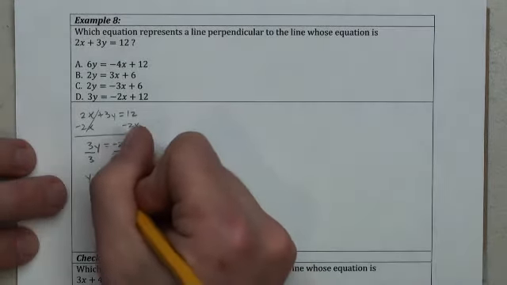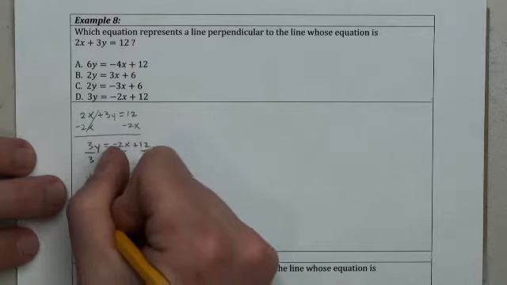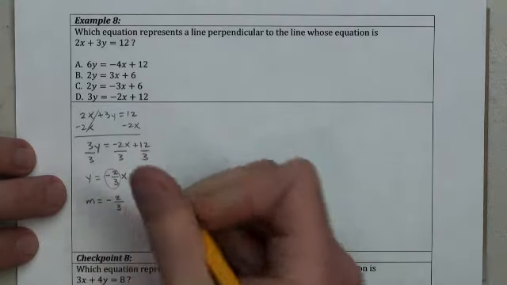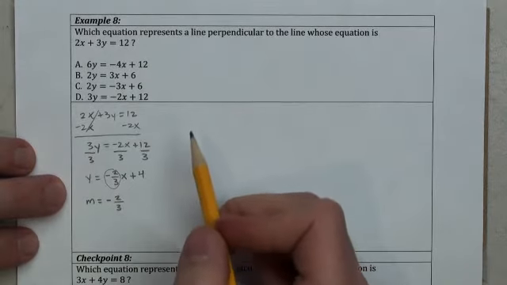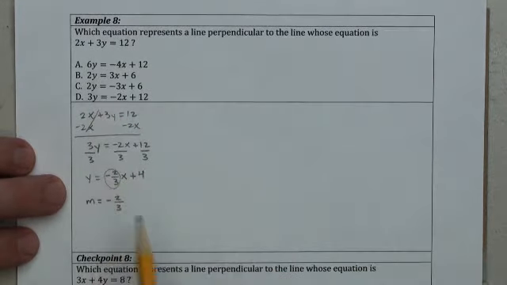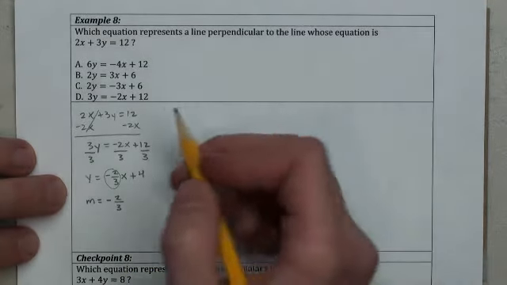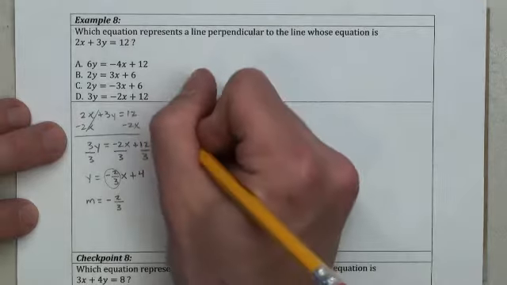So here's my slope. M equals negative 2/3. So I'm looking for the answer that's going to give me the negative reciprocal of that slope because it has to be perpendicular. Okay, so let's do choice A.